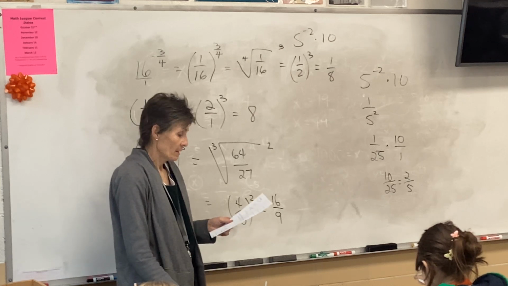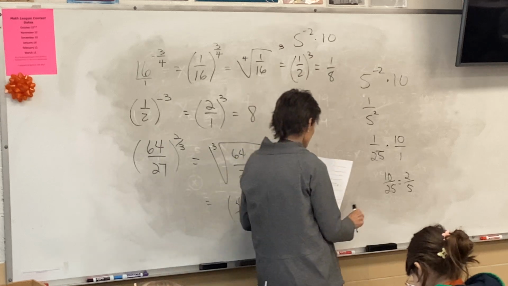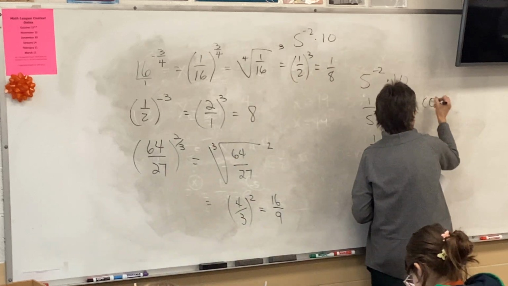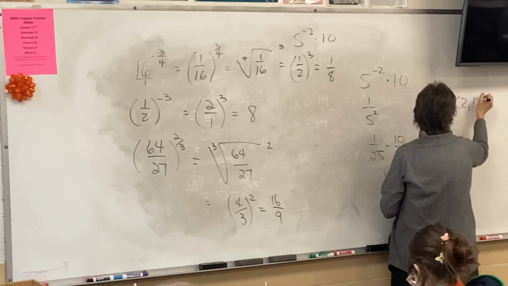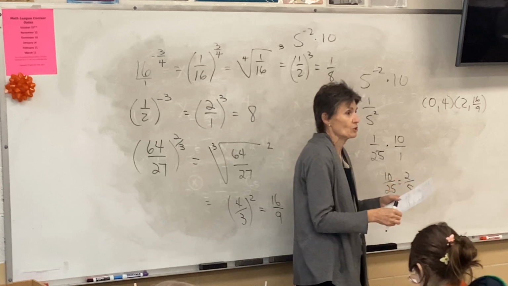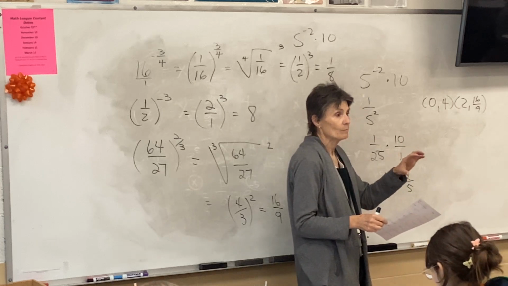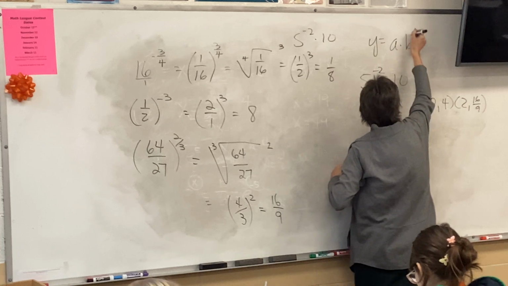Okay? Write the equation, the exponential function containing these 2 points. Before we start, would somebody tell me what my equation is going to look like? It says write the equation. What is it going to look like? Y equals A times B to the X.